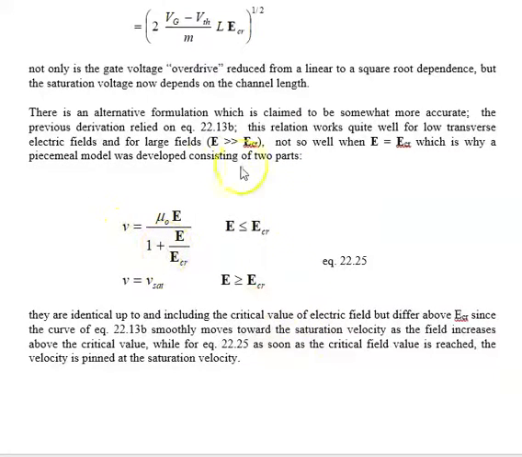So this is equation 22.13b, and you can see that for small E's, it's just linear. This term drops out. For big E's, the 1 drops out, and we get mu 0 times E critical.